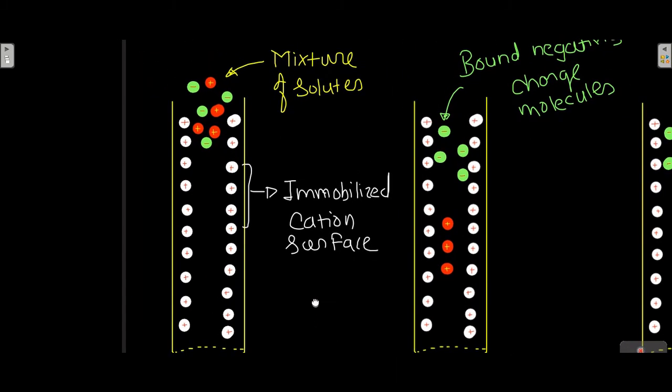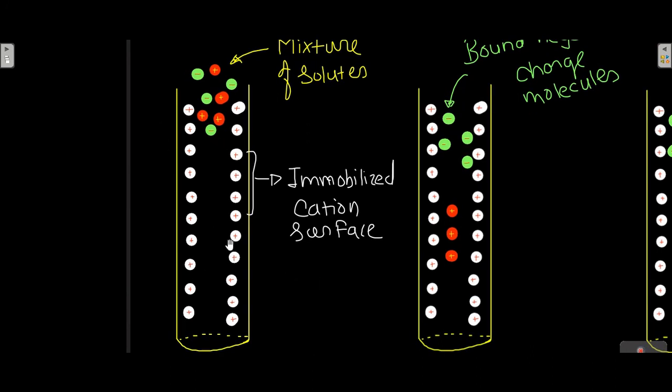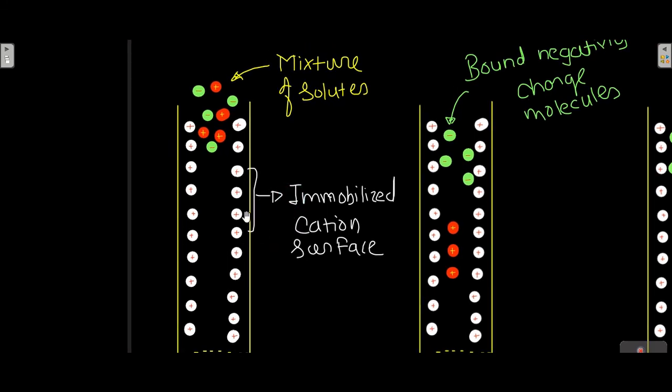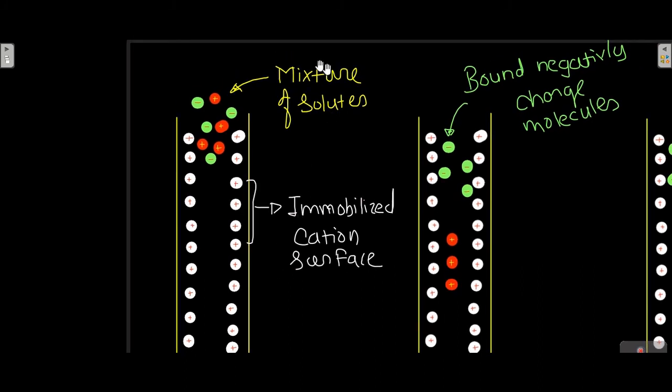Okay, so you have a column, and on the inner surface of that column you have an immobilized cation surface. Okay, this is your stationary phase. The matrix of that stationary phase has positively charged groups attached to it, and that is the reason why the stationary phase is positive. Now you put a mixture of solutes onto this column.